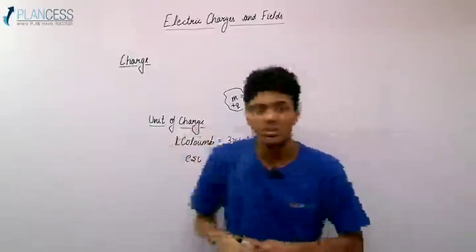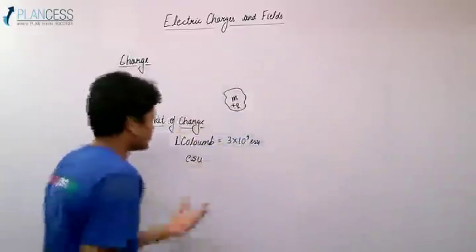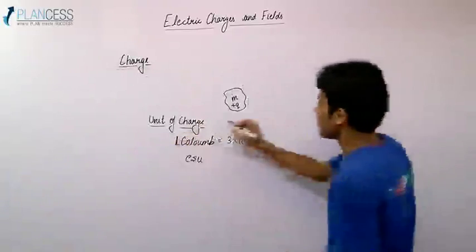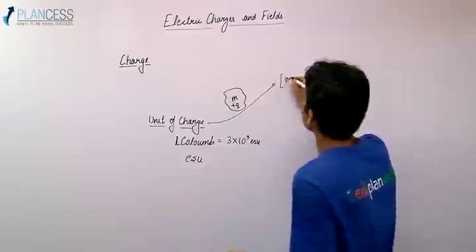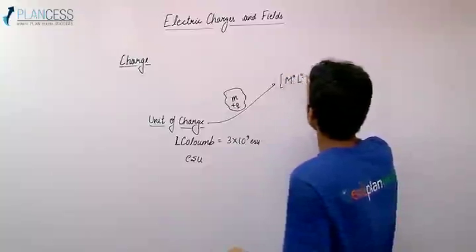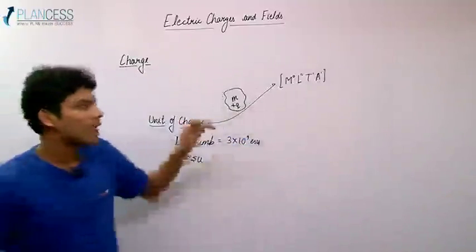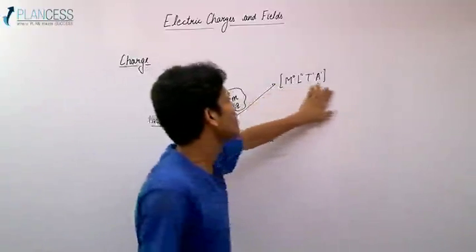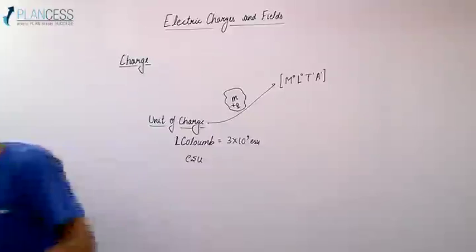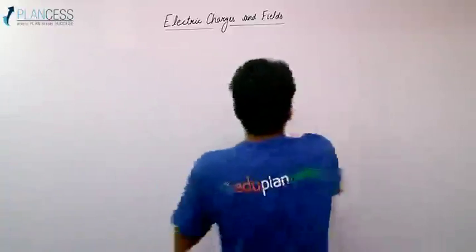In the future you will be able to derive the dimension formula, but for now, note down that the dimension formula of charge is M0 L0 T1 A1, where A is the unit of current, that is ampere. So this is the dimension formula of the charge. Now let's study some of the properties of charge.